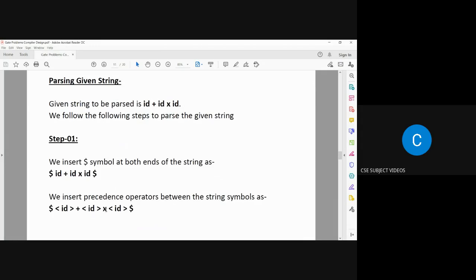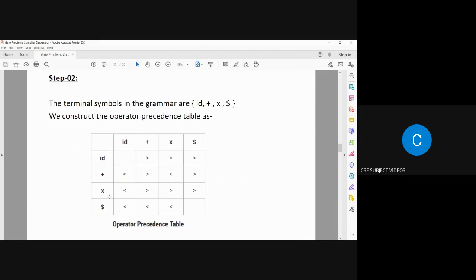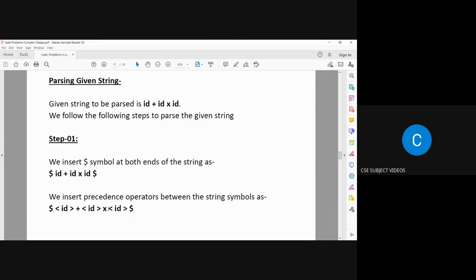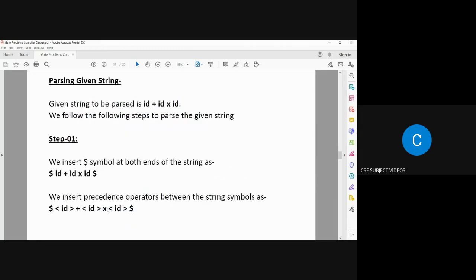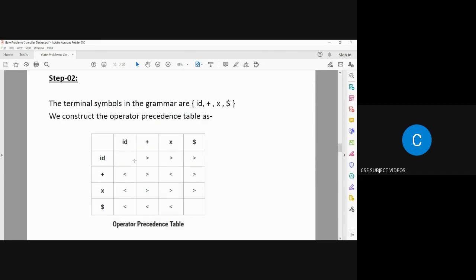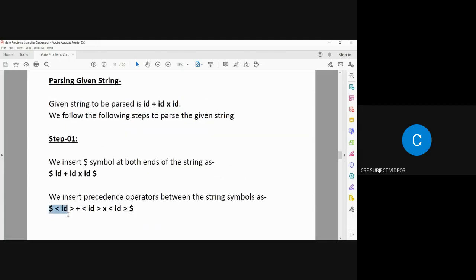Next, the multiplication symbol and then id. Come to the precedence table. The multiplication symbol has lesser priority than id, so into mark less than id. Then id and dollar. Come to the precedence table: id is higher priority than dollar. Likewise, we have to mention the precedence operators between the string symbols like this.